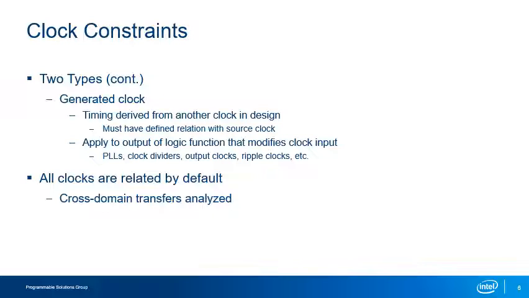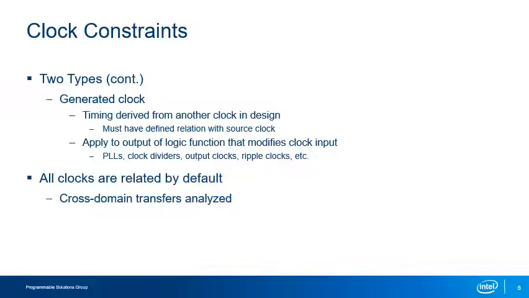The second type of clock constraints are generated clocks. Generated clocks are internal FPGA clocks that are based off of a base clock or some other generated clock. There must be a defined relationship between a generated clock and its source clock. A good example of this are the clocks output from a PLL. These clocks are related in some way to the input reference clock of the PLL. A generated clock constraint is used to define that relationship.